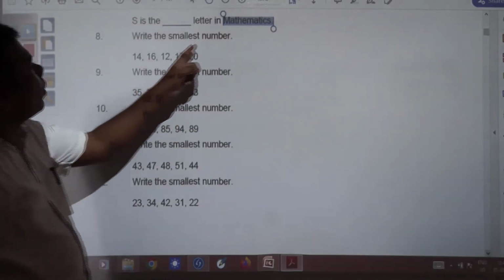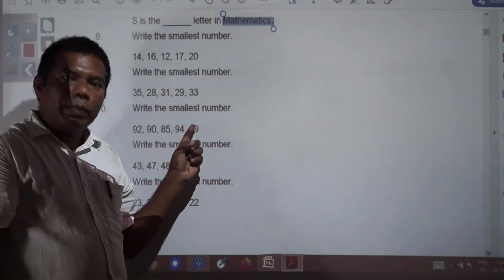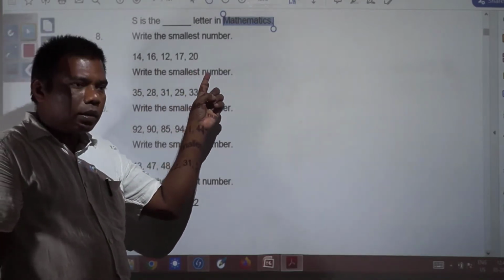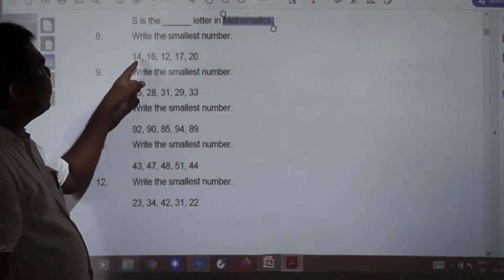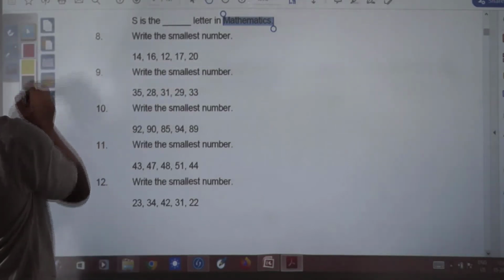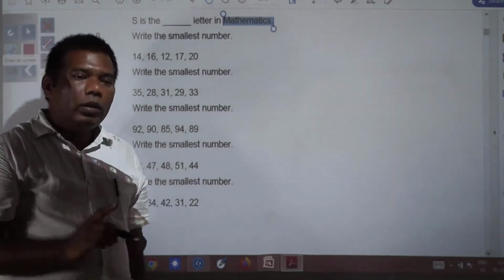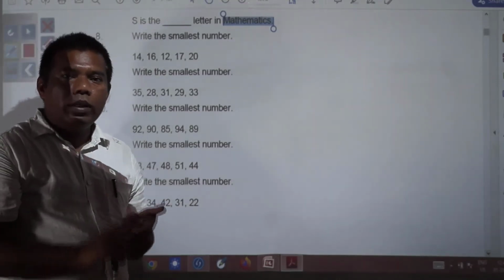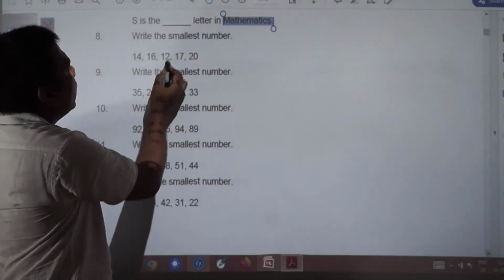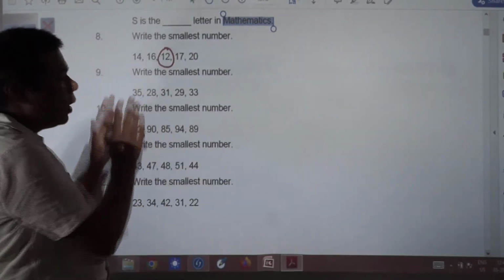Then you have write the smallest number. Now you see already these type of questions you have done in your previous class. You know which one is smallest and which one is biggest. So here you see 14, 16, 12, 17 and 20. If you have not studied in your previous class, then also I think counting you know that starts with 1, 2, 3, 4, 5, 6. So here you see smallest number you need to find out. Clearly it is seen 12 is the smallest number. So just you find out and write down.